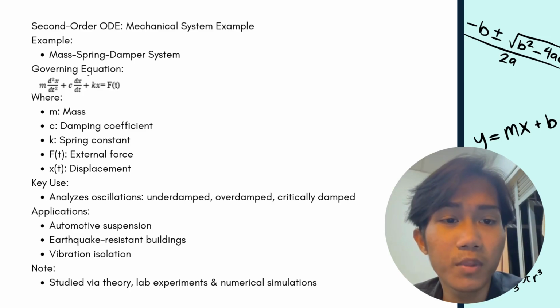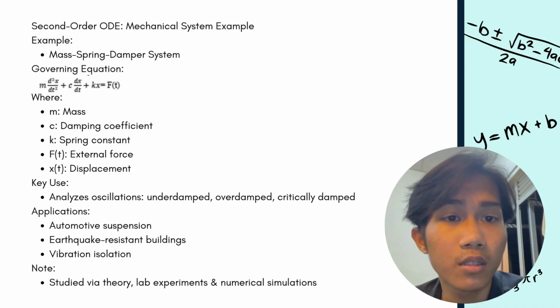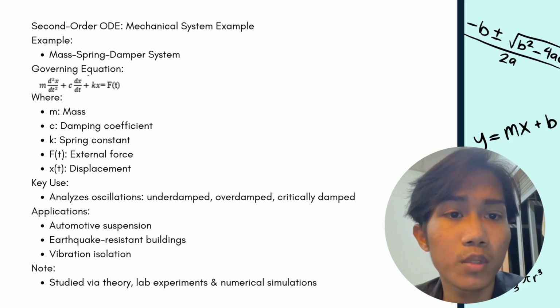So, for applications of differential equations, motion of a mechanical system. For the second order ODE, a mechanical system example is the mass spring damper system governing equation. You get this equation like this, and for applications: automotive suspension, earthquake resistant welding, and vibration isolation.